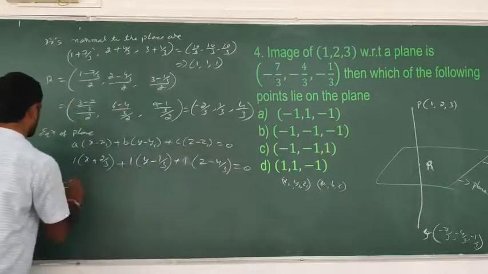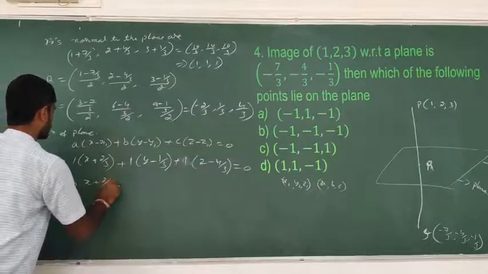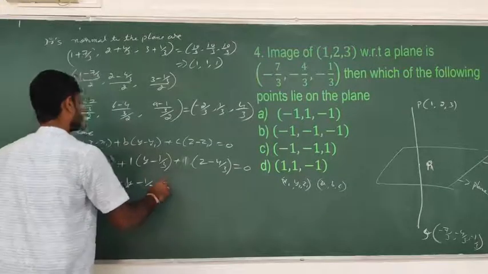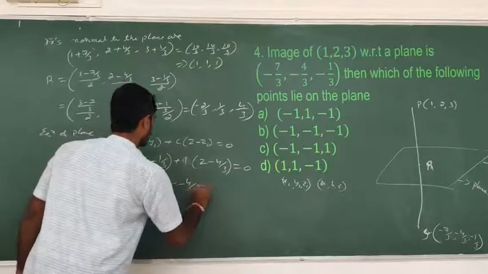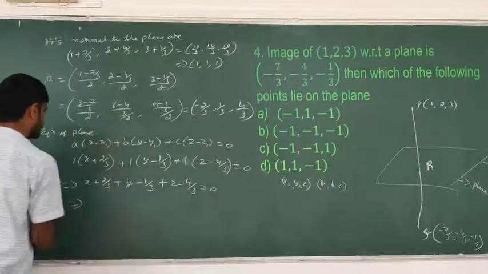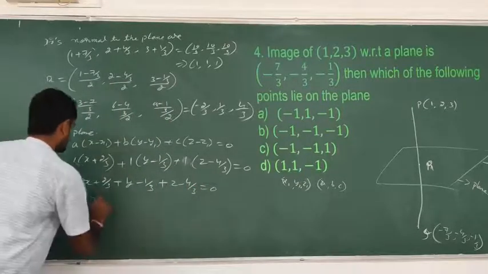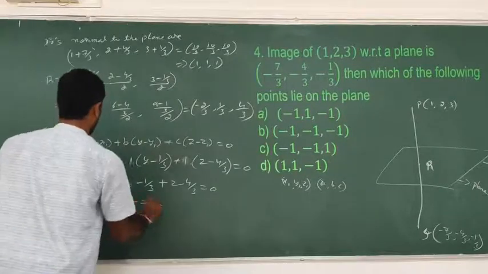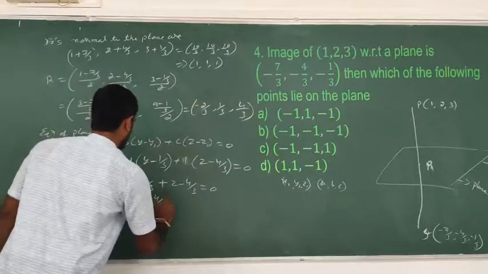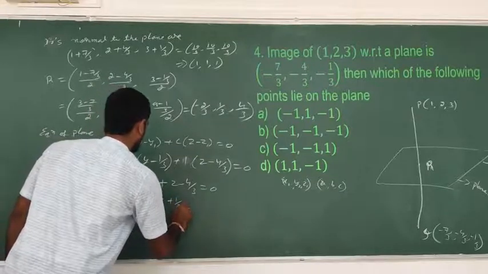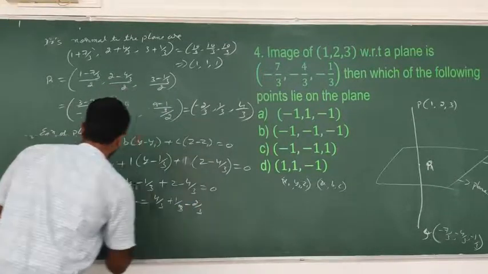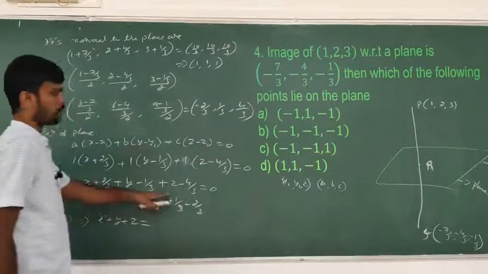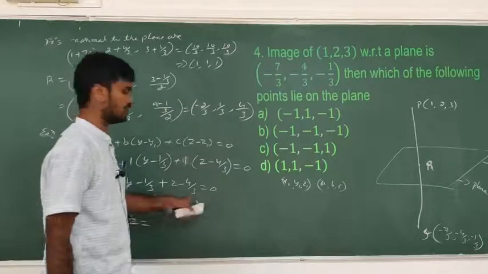So this implies that (x+2)/3 + (y-1)/3 + (z-4)/3 is equal to 0, or this implies that x plus y plus z is equal to 4/3 plus 1/3 minus 2/3. So this implies that x plus y plus z is equal to 4 plus 1 is 5, 5 minus 2 is 3, 3 by 3 is 1.